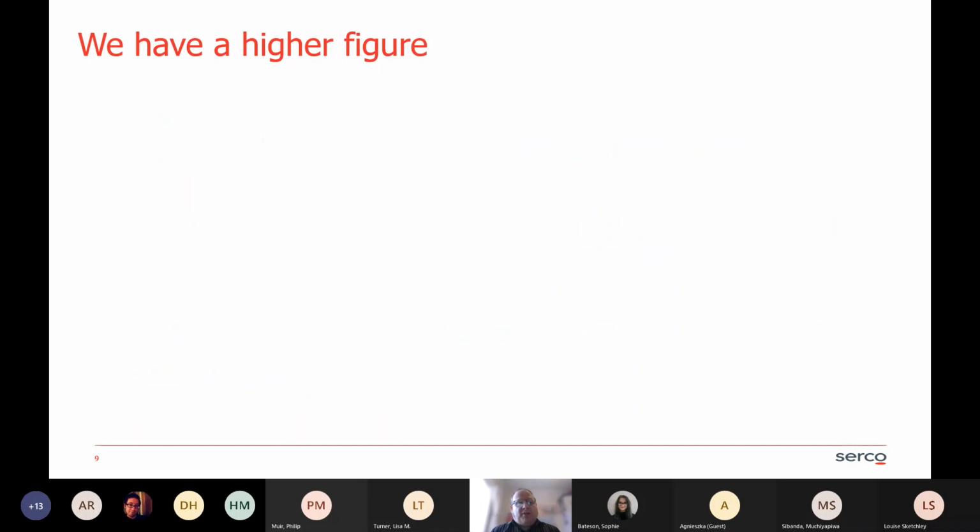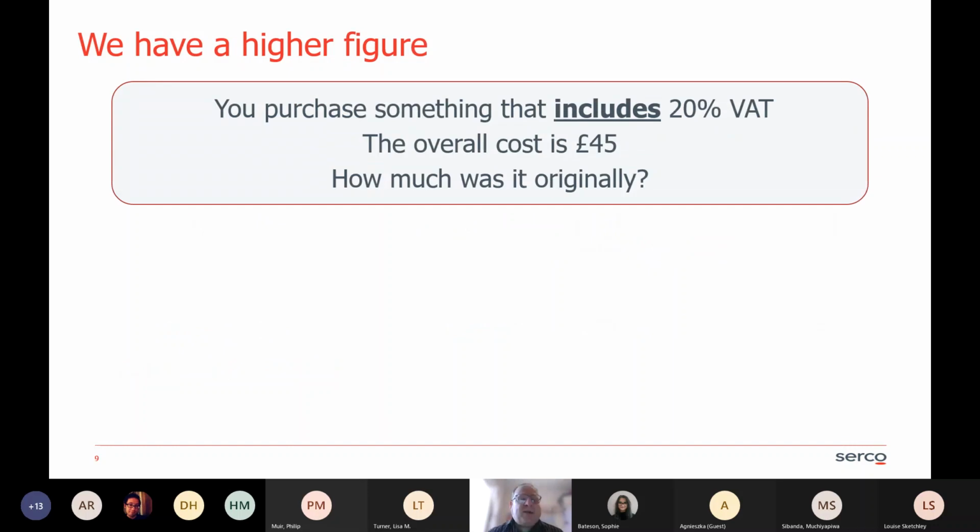The first example I'm going to give you is where we've got a higher figure. In this example, you purchase something, and I've deliberately kept that vague because it doesn't really matter what you're purchasing, but it includes 20% VAT, and the cost is £45. How much was it originally? You can see straight away that we have the higher figure, because the purchase includes 20% VAT. So it's the original price and 20% VAT. So we know the figure we've got is higher.